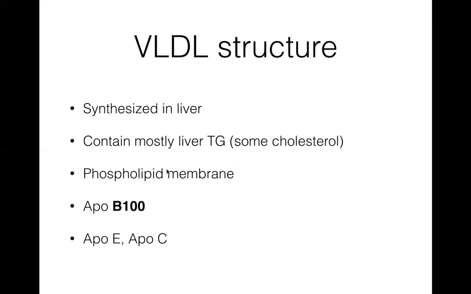Just like a chylomicron, it predominantly contains liver triglycerides, or endogenous triglycerides rather than dietary triglycerides, and some cholesterol, of course. Just like a chylomicron, it is also covered by a phospholipid membrane, and embedded on it is ApoB100. Now, this is actually the larger version of ApoB48. And in circulation later on, it will acquire ApoE and ApoC, just like what happened to chylomicron. And I'm sure you can guess by now that ApoE and ApoC actually come from HDL.